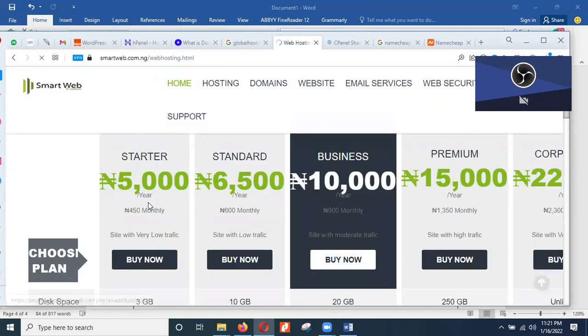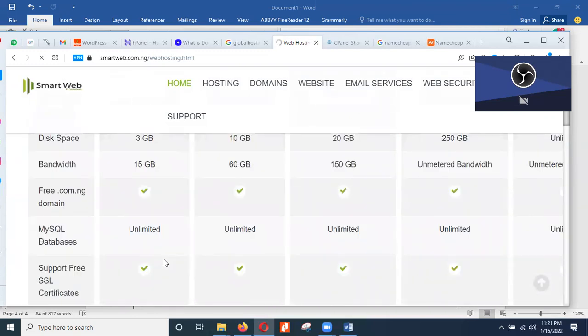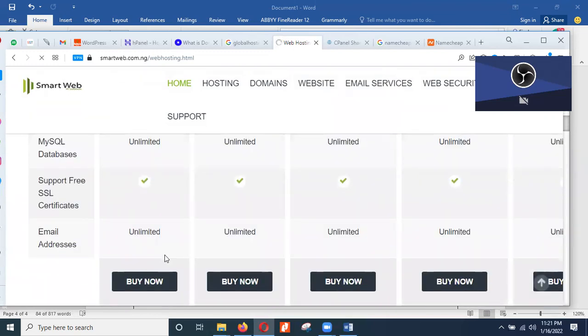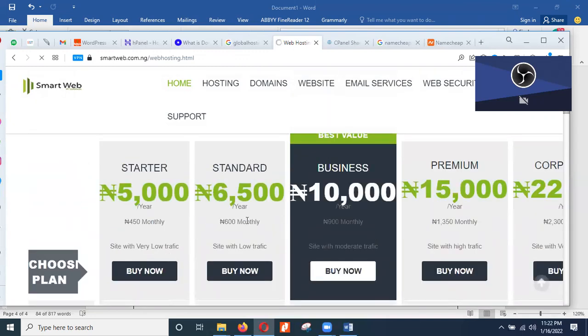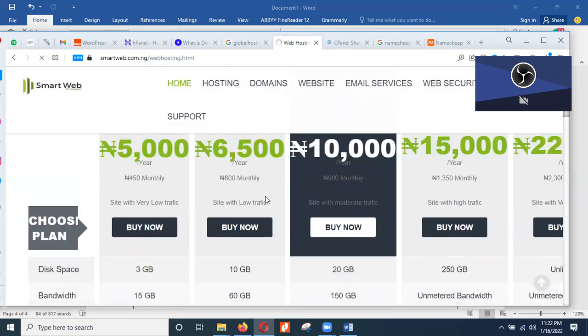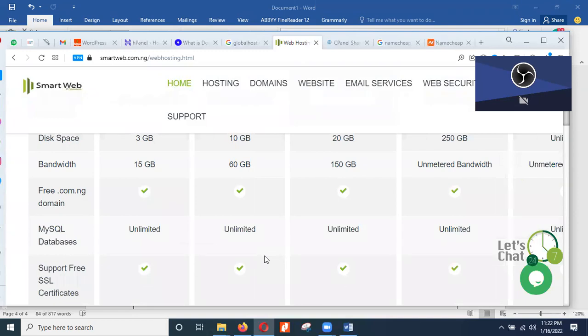Okay, let's see what you get when you pay the 5,000 naira. You get 3 gigabytes of disk space, you get 15 gigabytes of bandwidth. Then when you buy the standard plan, which is 6,500 naira, which amounts to 500 naira monthly, you get 10 gig. And they tell you that this is for websites with low traffic, websites that don't have many visitors on them. You have 10 gig, 60 gig of space.